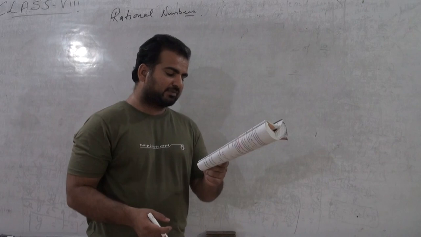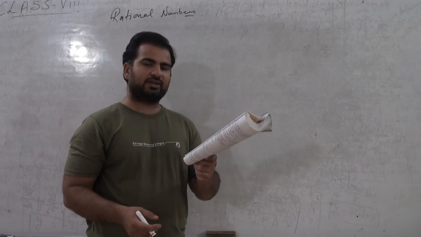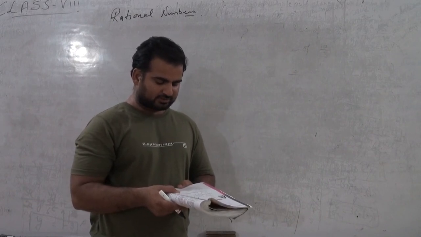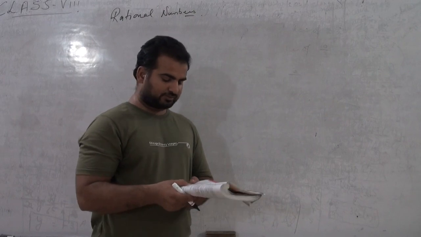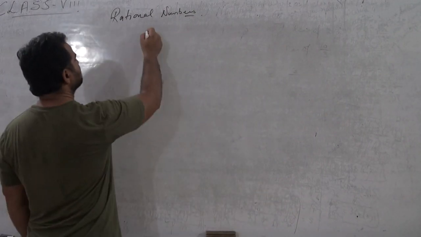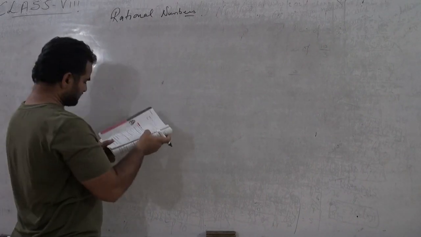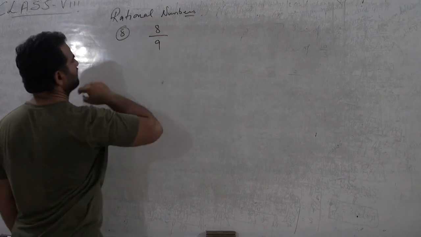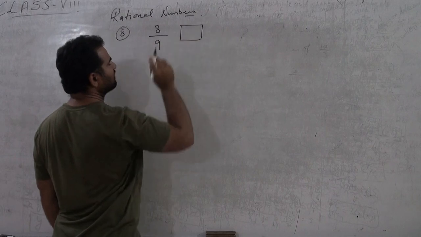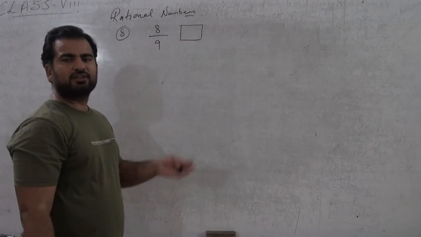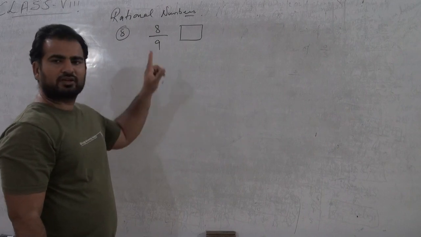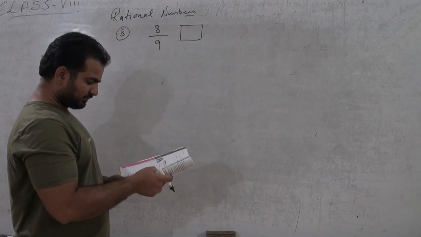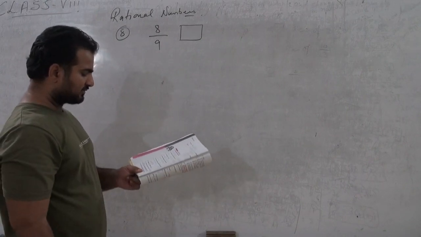Is 8/9 the multiplicative inverse of minus 1/8? So we just have to check whether minus 1/8 is the multiplicative inverse of 8/9. I am placing a box sign here. If it is equal then we will write equals, and if it is not equal then we will write not equal. So, is 8/9 the multiplicative inverse of minus 1/8?